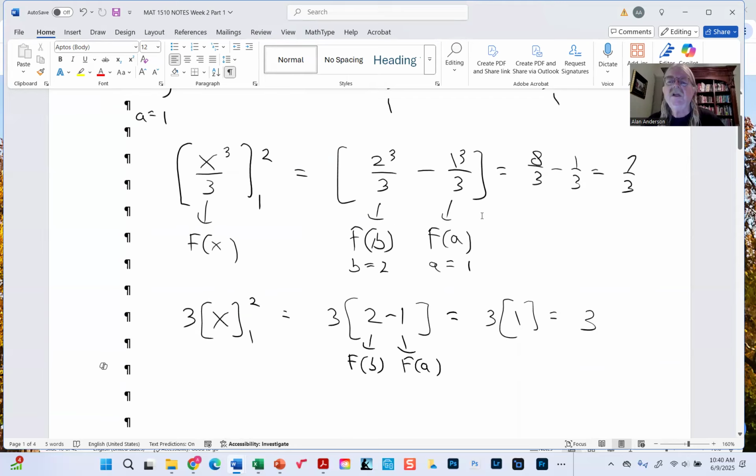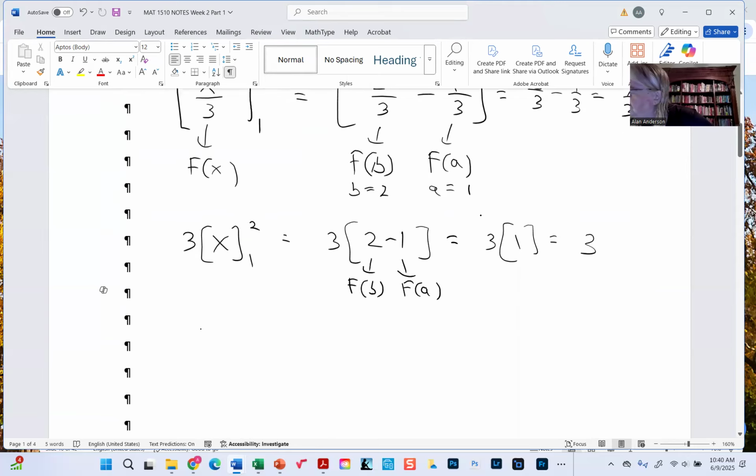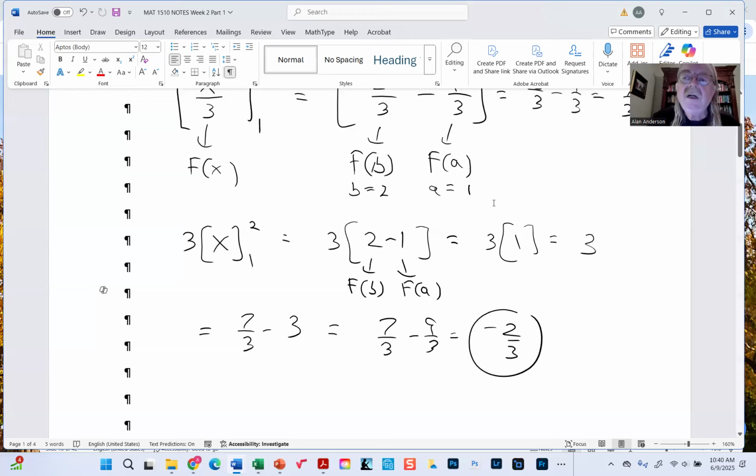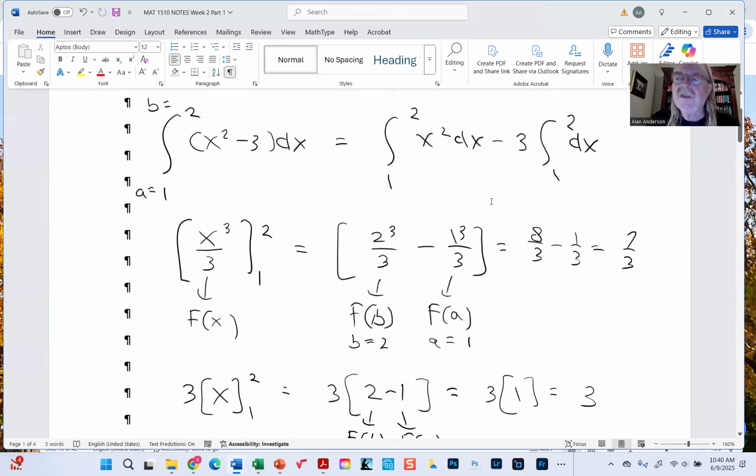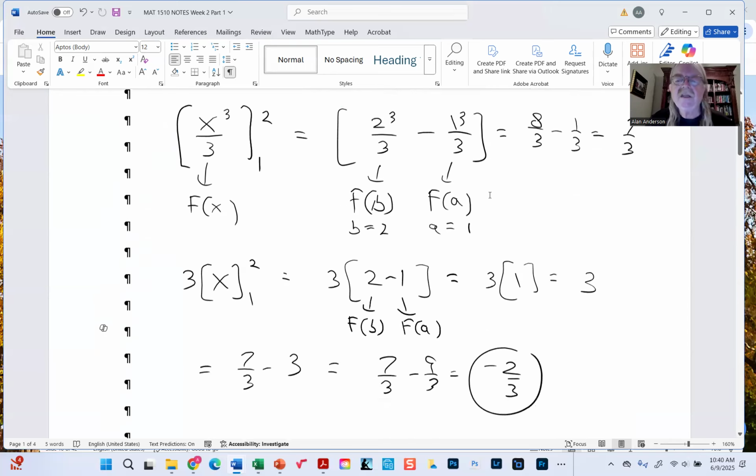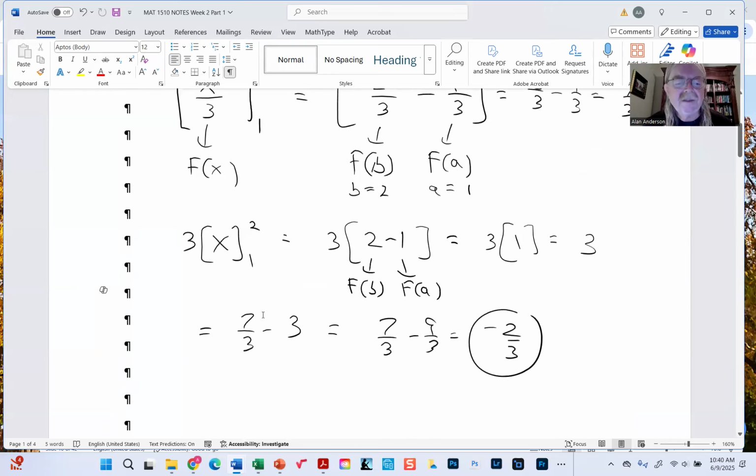So you're going to end up with 7/3 minus 3. Of course, now we need a common denominator, and we ultimately end up with minus 2/3. Now, you're probably wondering, how is it possible that this area is negative? Well, let's take a look at this graph in Symbolab. It's a quadratic equation, obviously.